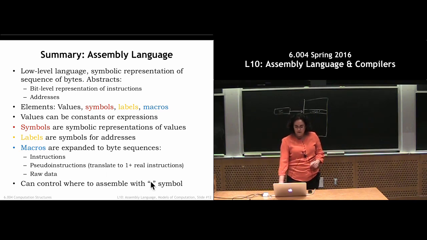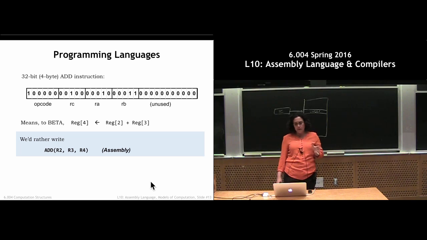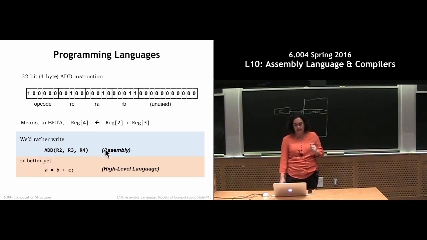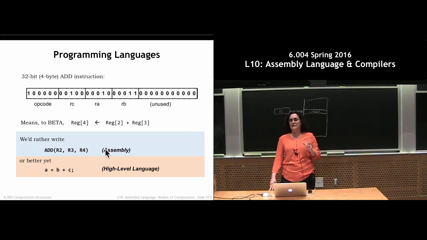Okay, so now we're going to change gears, and we're going to go back to our first slide, where we said, well, yeah, it's definitely easier to express this binary encoding as add R2, R3, R4, but wouldn't it be easier still if I could say something like A equals B plus C, okay? And not have to specify anything about my instruction set architecture details when I specify this high-level operation that I'm actually trying to perform.